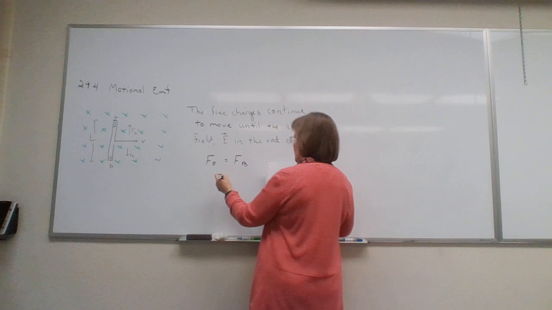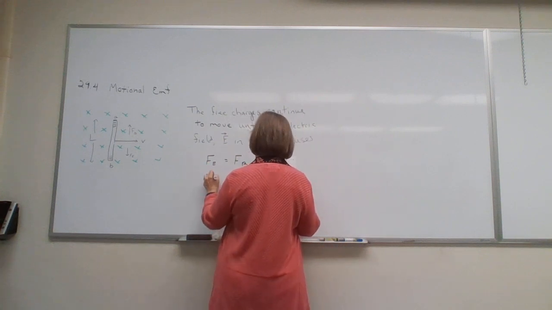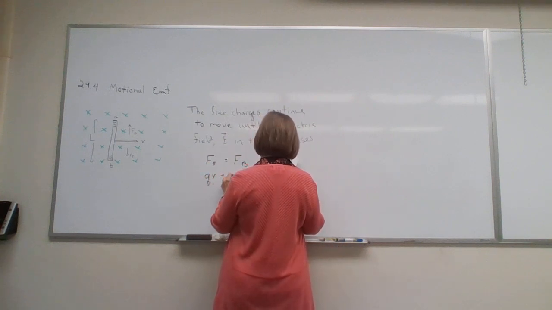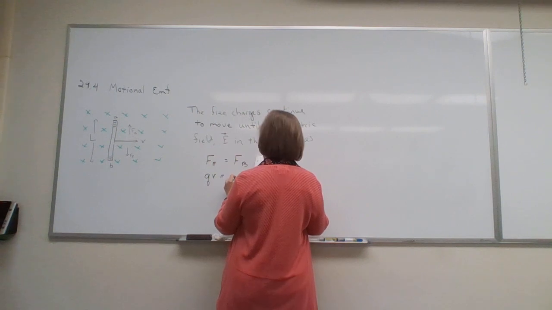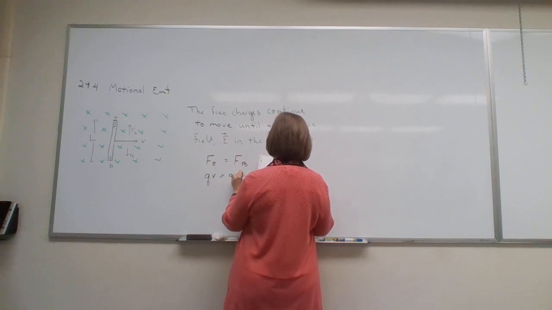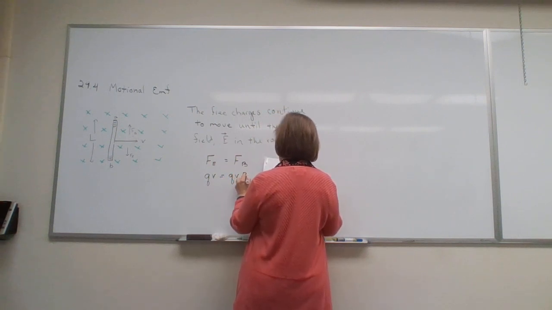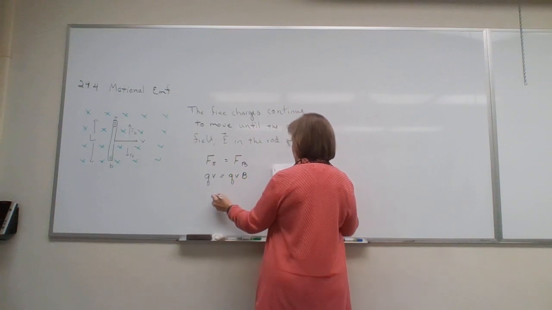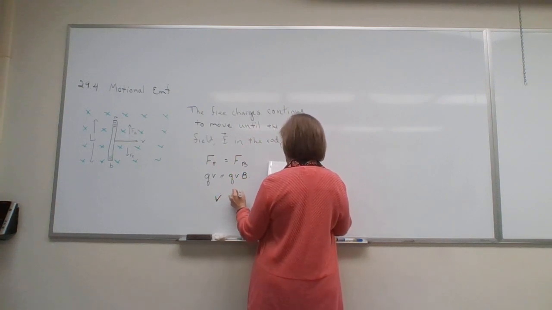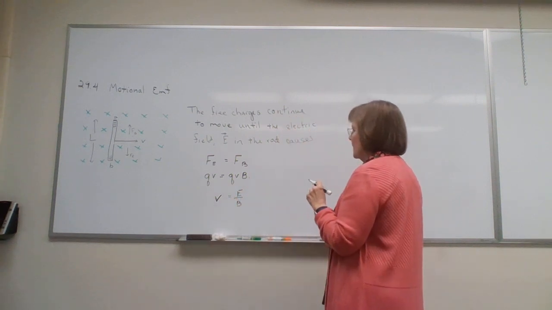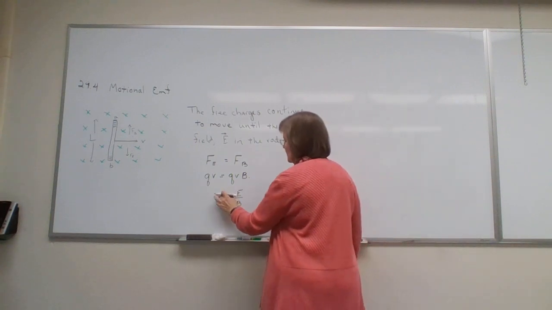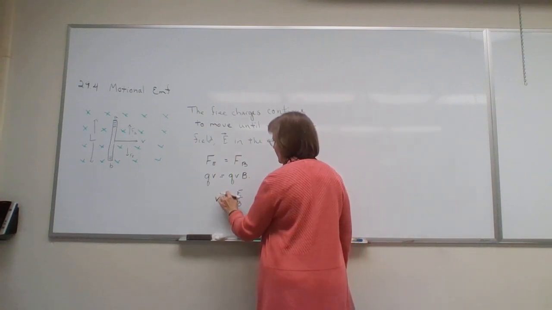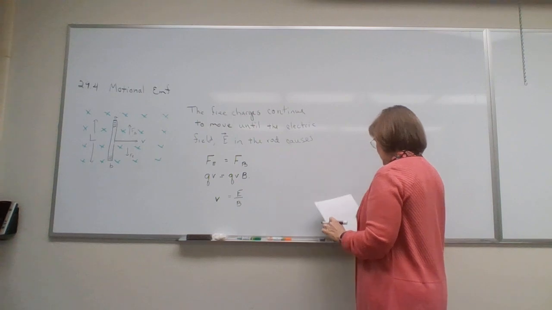So once those two forces get equal, it'll stop. That means QE will equal QVB, or they'll stop when v is equal to E over B. Notice this is the little v. That's the how fast. It's not a voltage.